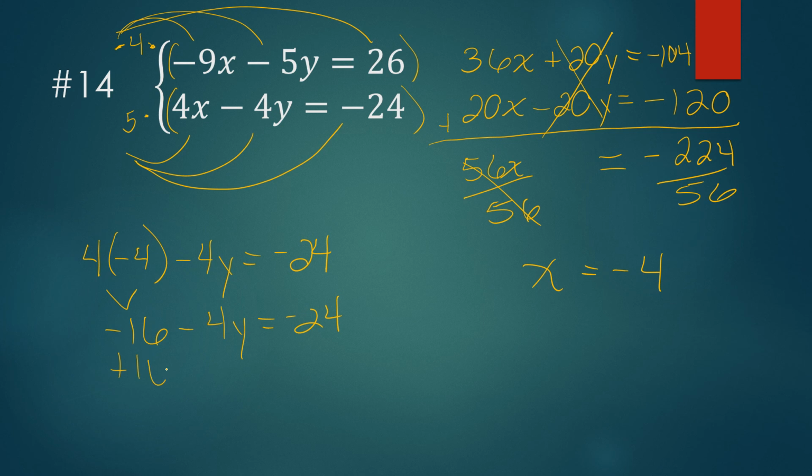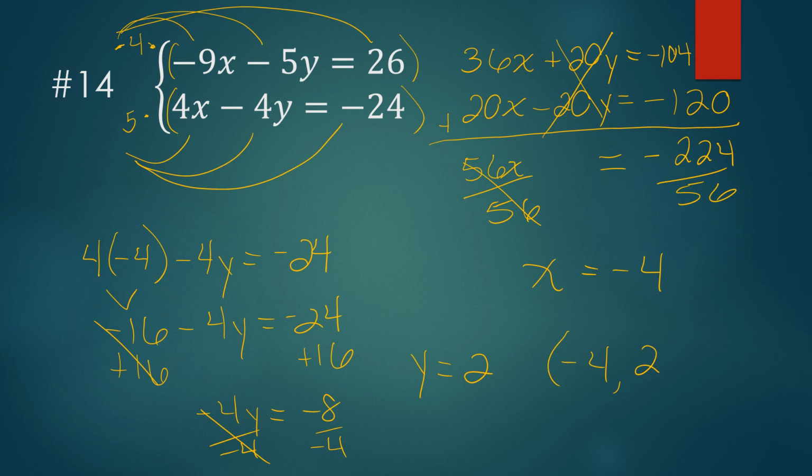Then we're going to add 16. We get -4y equals -8. Divide both sides by -4. And we get y is 2, so our solution should be -4, 2, which means orange is the correct answer for number 14.